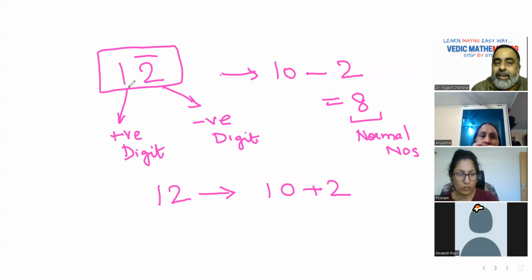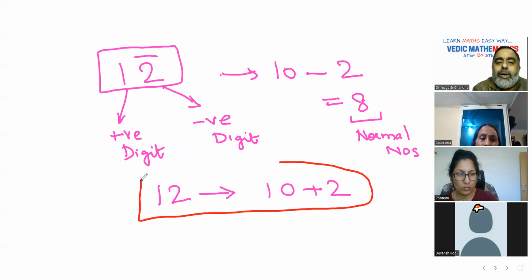Because we have either +12 or -12. But here, the value of 1 is positive, the value of 2 is negative. So how to find the value? Same as we find in place value. 12 means 10 plus 2. Here, 10 and the sign, this is negative. So 10 minus 2. So this becomes 8. So a positive digit, a negative digit, and this is a normal number. Take this screenshot also.